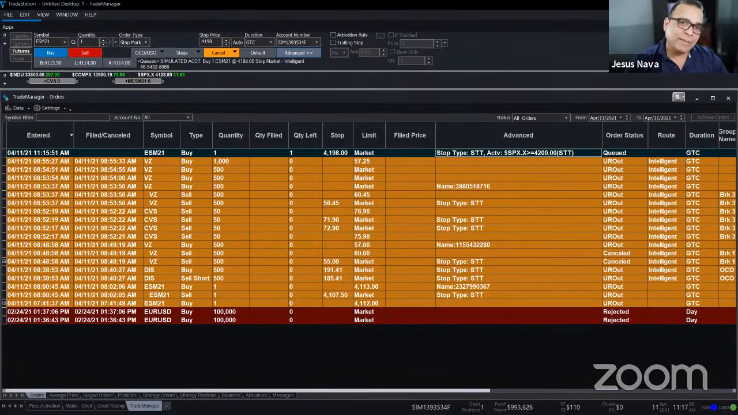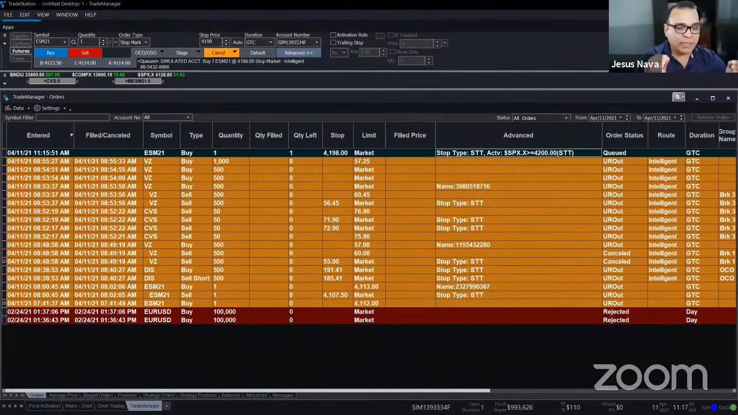You also have time activated rules, but we're going to take a look at that a little bit later. Sometimes it is very convenient to activate orders at a certain time. Maybe you want to avoid the volatility that occurs at the very beginning of the day, or you want to wait for a big economic announcement, the exact time that that's going to happen.